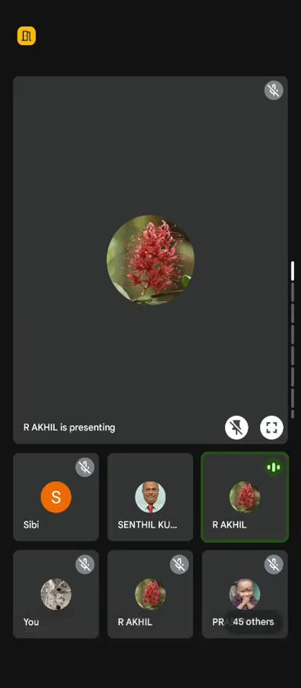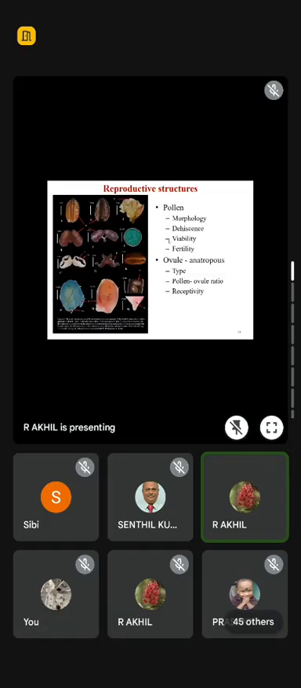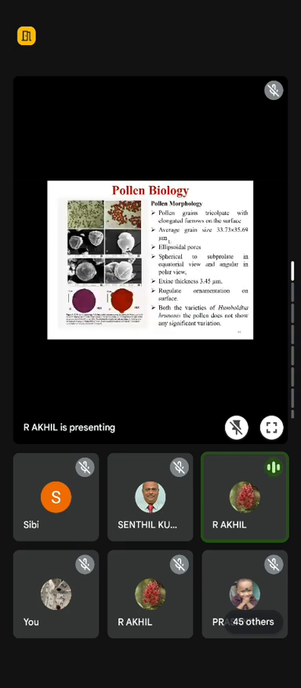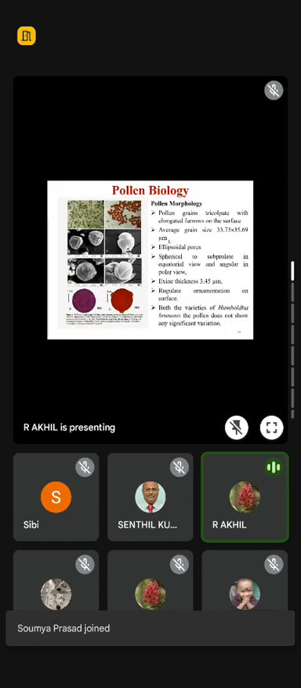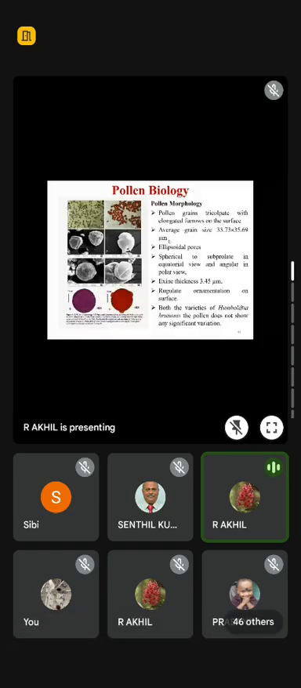that is morphology, pollen dehiscence, viability, fertility. Pollen, then ovule was isolated, and it is anatropous in type, and the pollen ovule ratio was calculated, and stigma receptivity was also observed. Pollen biology includes pollen morphology. The pollen grains are tricolpate with elongated furrows on the surface, and they measure 33.73 to 35.69 micrometers. Pollen grains are ellipsoidal, spherical to subprolate in equatorial view and angular in polar view.